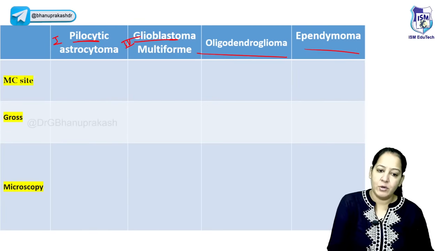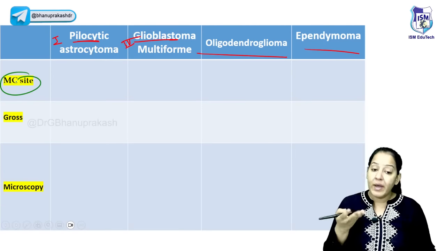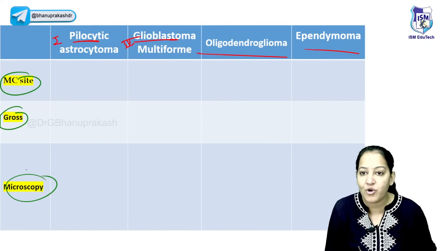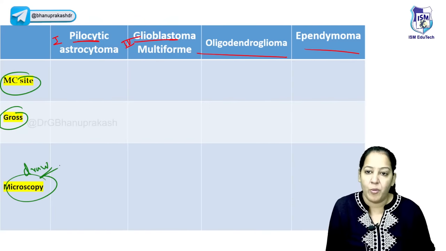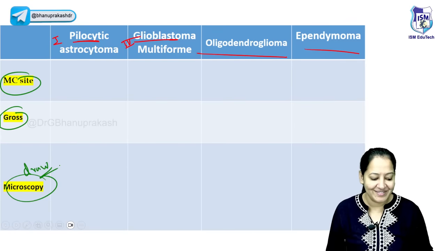So I want you to write down the site in the brain, the most common site: cerebrum, cerebellum, basal. So where do they occur? Then the gross important finding, and most important, draw the microscopy. Don't write, I insist on the word draw. Please draw the microscopy of all four. You get many questions on that. Can we start?